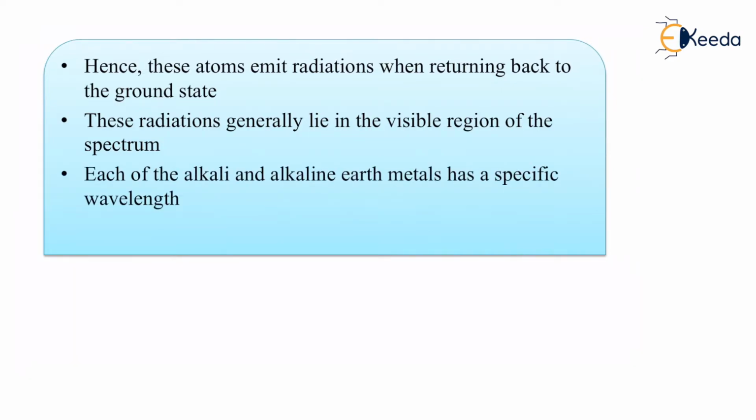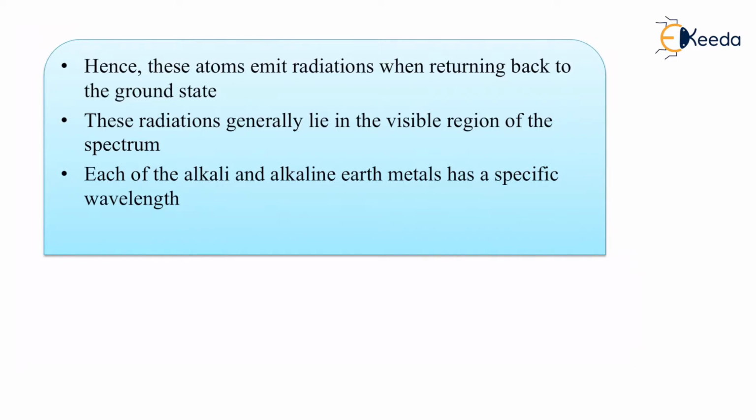Each of the alkali and alkaline earth metals has a specific wavelength. Now this is very important. What is wavelength? Each and every element will have different wavelengths. Some wavelengths will be high, some will be low, but these wavelengths are different. That means the wavelength of lithium will be different from the wavelength of potassium. The wavelength of potassium will be different from the wavelength of barium or the wavelength of cesium for that matter.